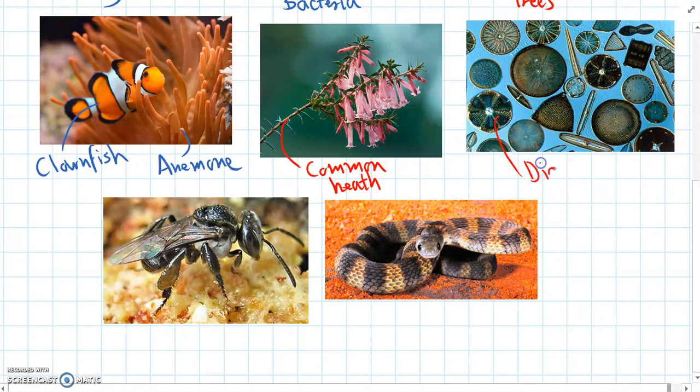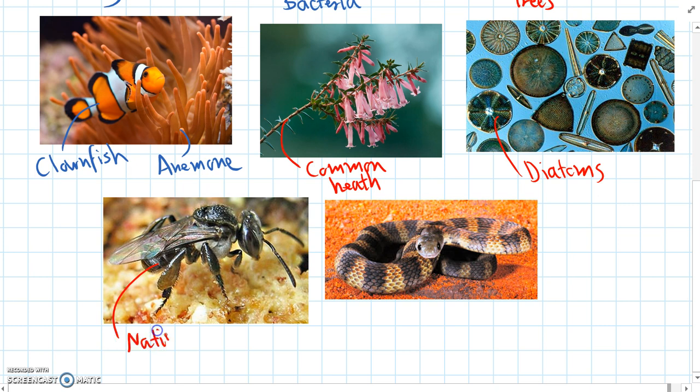This is a picture of some diatoms, which are microscopic again, and even just the diatoms, you can see how diverse they are. Some of them are round or triangular, and diatoms make up a lot of the plankton, which are important in the oceans for fish and other things to eat.